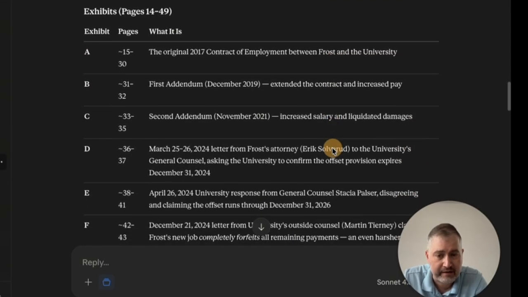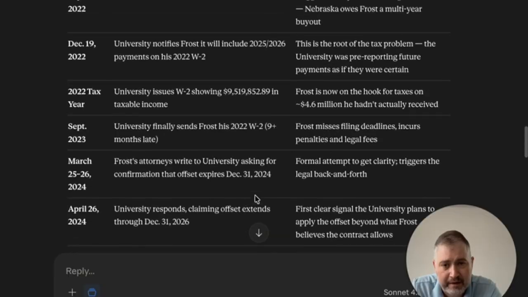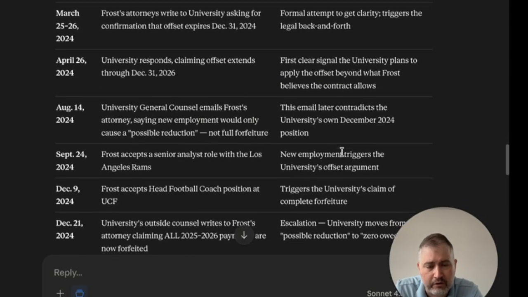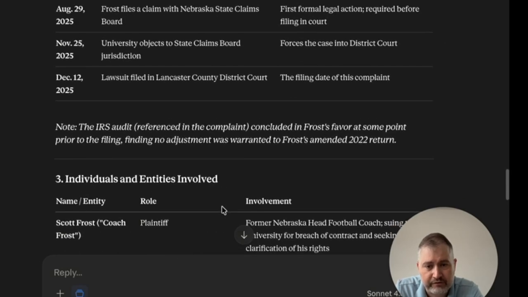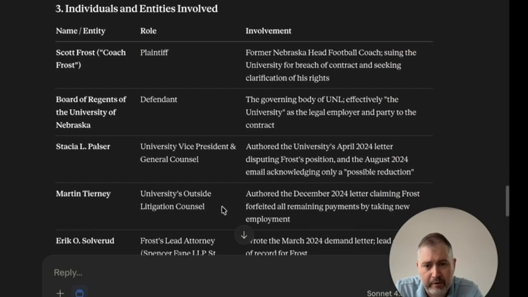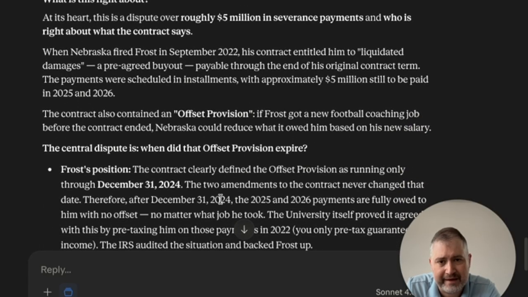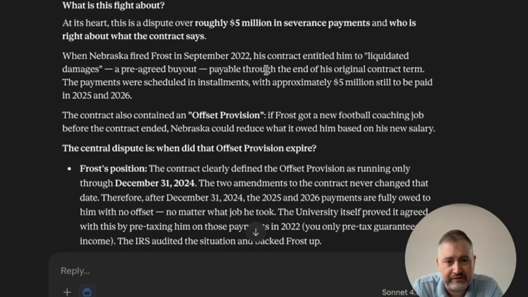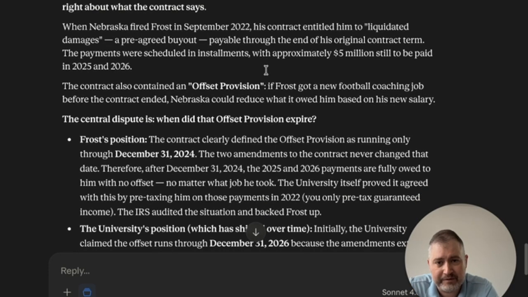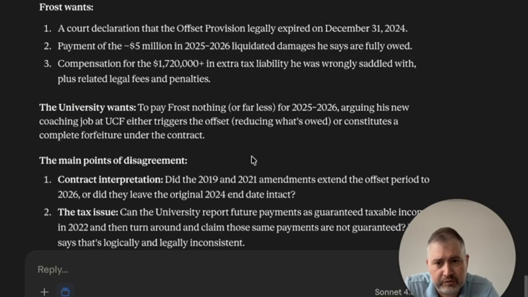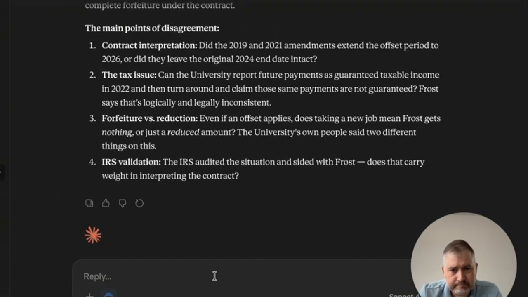We have a breakdown of the exhibits. So we have a timeline from the time he signed this contract to the time he was fired, all the way to the lawsuit that was filed. Here are the parties mentioned. Here's the core dispute in plain English. At its heart, this is a dispute over roughly $5 million in severance payments and who is right about what the contract says. Here's what each side wants. Here's what Frost wants. Here are the main points of disagreement.